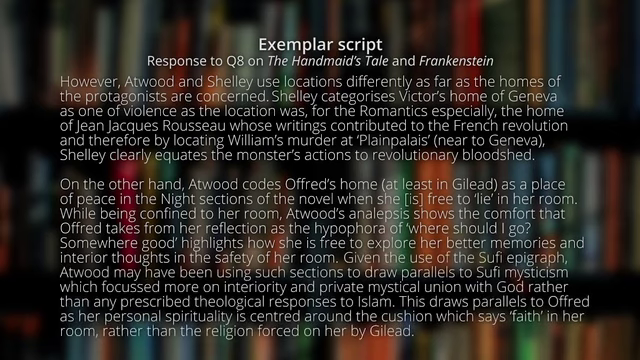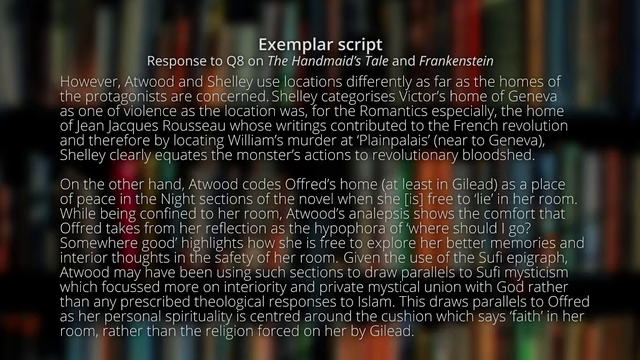Given the use of the Sufi epigraph, Atwood may have been using such sections to draw parallels to Sufi mysticism, which focused more on interiority and private mystical union with God, rather than any prescribed theological responses to Islam. This draws parallels to Offred, as her personal spirituality is centred around the cushion which says faith in her room, rather than the religion forced on her by Gilead.